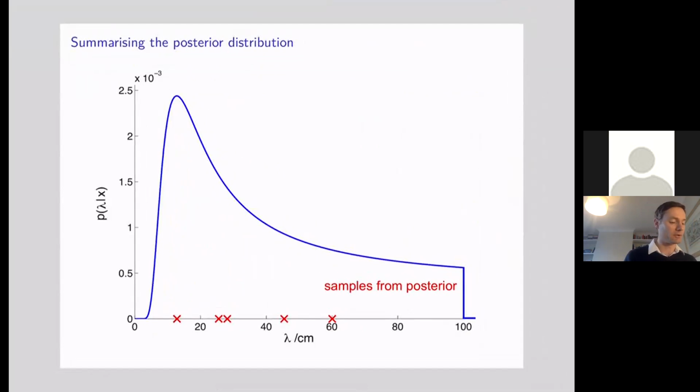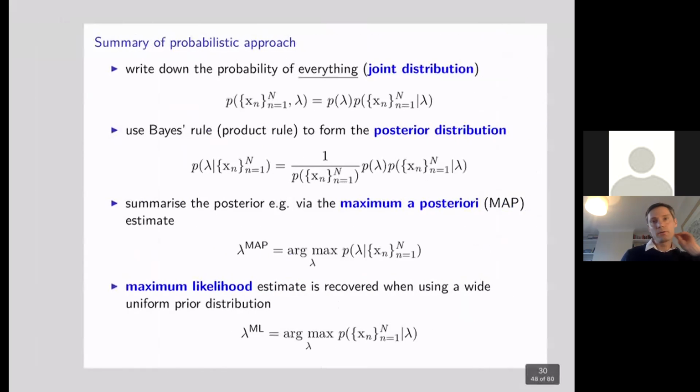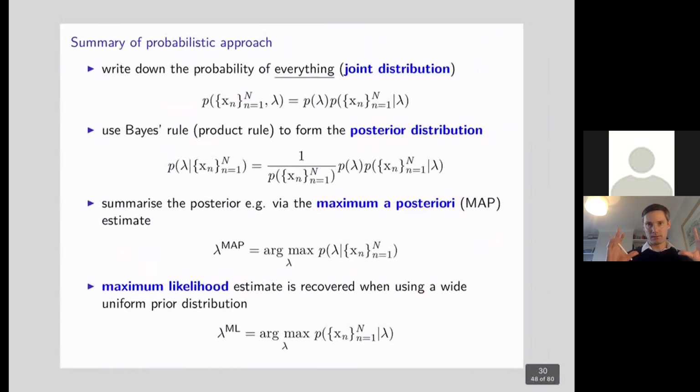And when you sample from it, you'll get more samples around the peaks than you will in the tails. And the statistics of the samples can be used to compute, say, the mean of lambda given the data and uncertainties in that value of lambda by looking at the variance, for example. Okay, so that's really the probabilistic approach in a nutshell, explained through the radioactive decay example.